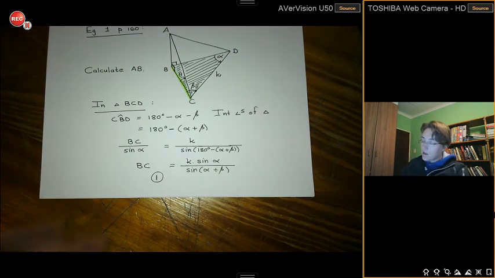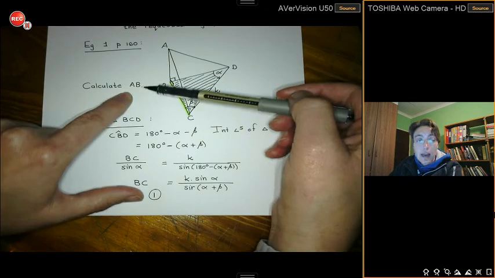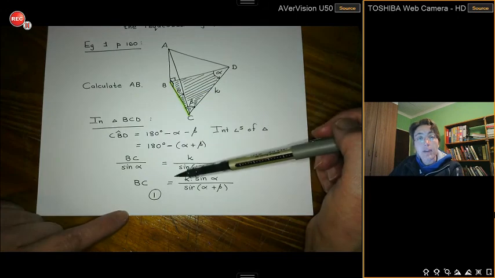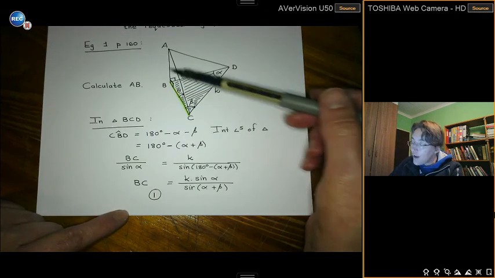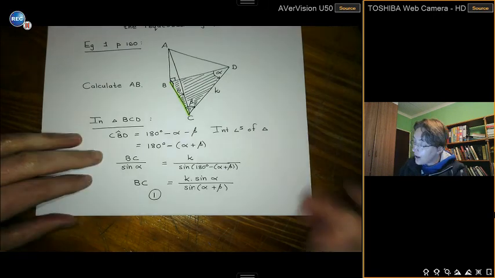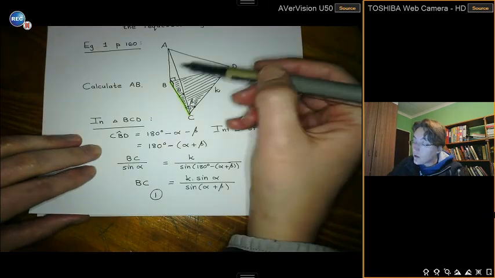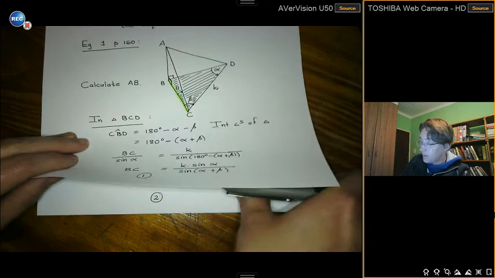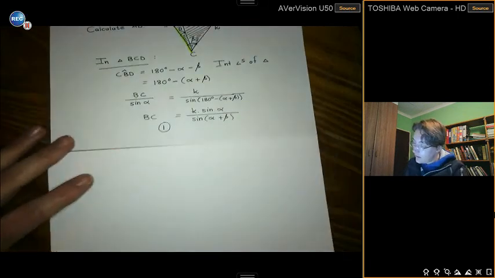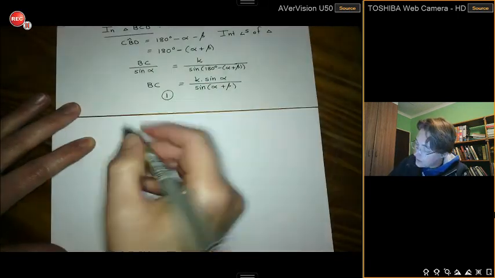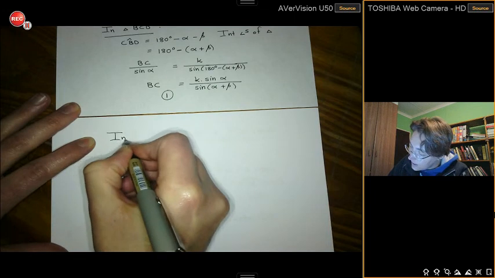Now obviously we're not done, because we still need to calculate AB. I've just now calculated that overlapping side, but now I can move on to the next triangle, which is in the vertical plane. So let's do it like this. So I clearly state in triangle ABC.